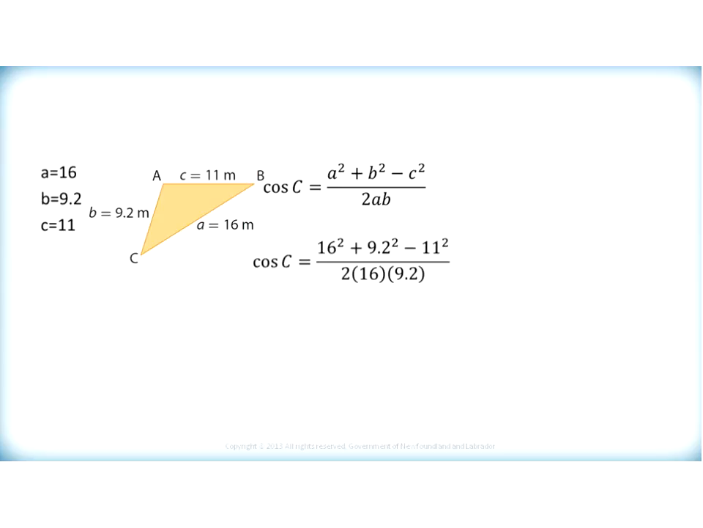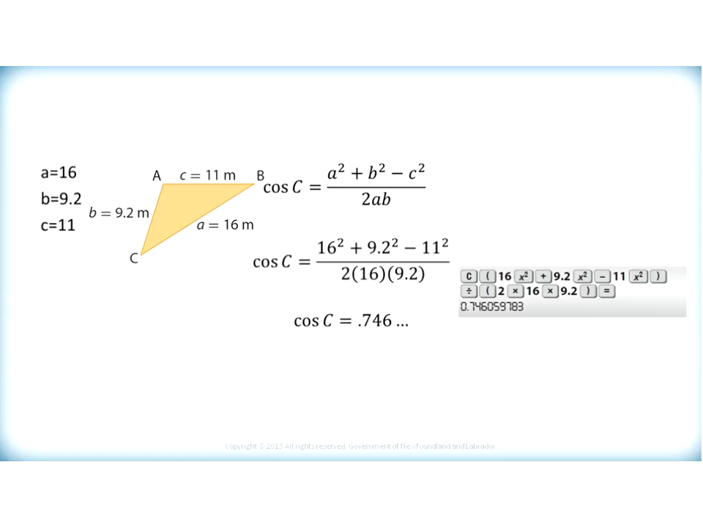What I'm going to do next is put all that information into my calculator. You can do it all in a single step if you like. And here's how. Make sure your calculator is cleared out first. Then we start a bracket, find 16 squared, add to it 9.2 squared, subtract from that 11 squared, and then I close my bracket. Then I click the divide button, open a new bracket, multiply 2 times 16 times 9.2, close my bracket, and that gives me a value of 0.7460 and a bunch of other numbers. So cos C is equal to 0.746 and a bunch of other numbers.